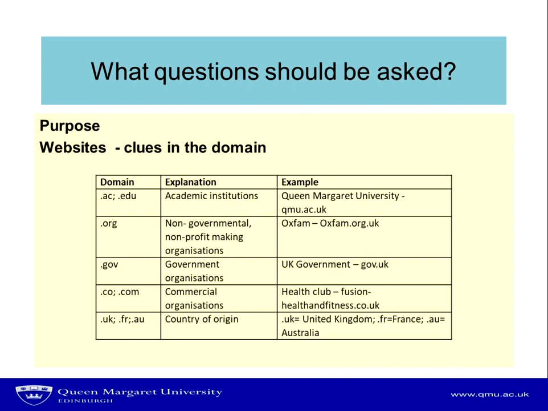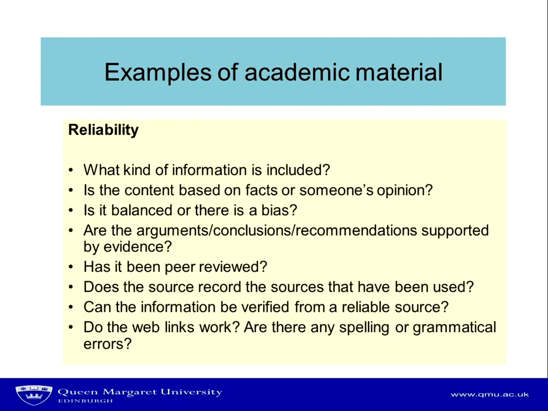And also you can determine the country of origin of the website, such as .uk or United Kingdom, .fr or France, and .au is Australia. There will be a greater chance with commercial organisations that they are trying to sell an idea or a product.